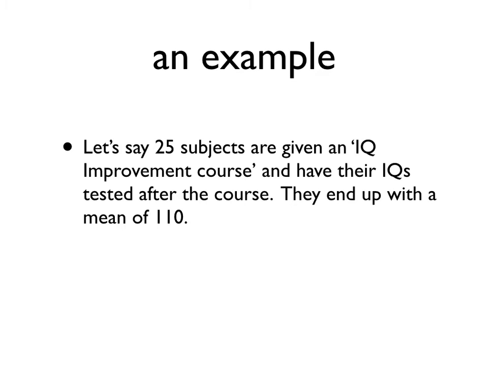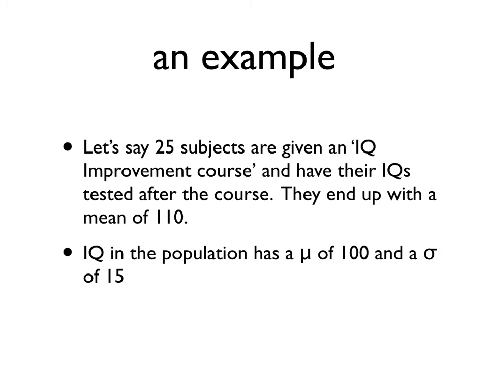So we have 25 subjects given an IQ improvement course, and their IQs tested after this quote course, and their IQs were a mean of 110. Oh, it's not bad. Now, IQ in the population is a mean of 100 and a standard deviation of 15. We use IQ because we know the standard deviation. That's why it's used as an example, obviously.